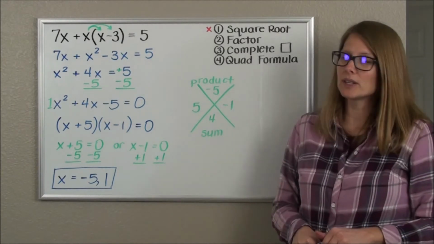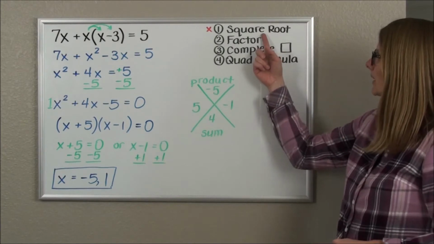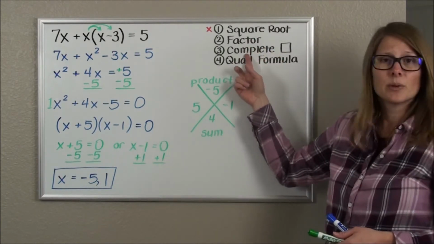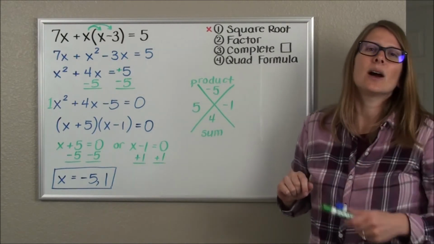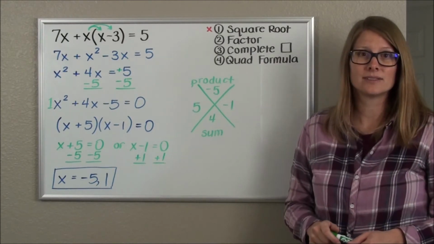Let's take a look at one more example. So far we've done square root property. We have now factored. The last one we did was completing the square. I bet you can guess what we're going to do on the last one. But let's see how we come to that decision on our own.